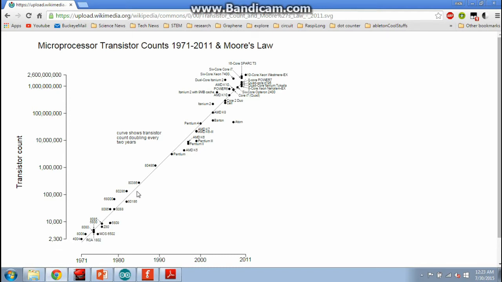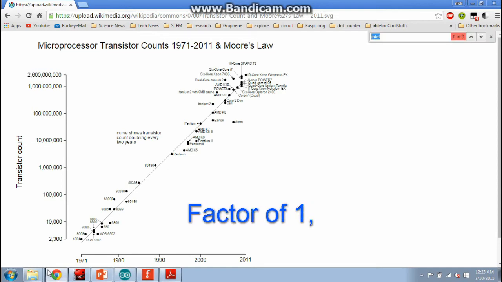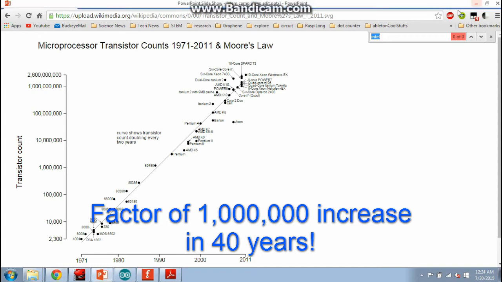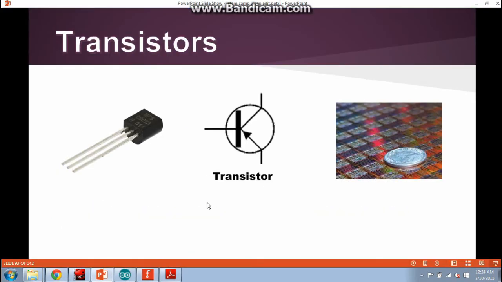Anyway, this just shows you how fast the technology has progressed in just 40 years' time. We've gone from a few thousand transistors to billions of transistors. That's a factor of 1 million increase in transistor count. So just to give you an idea of how rapidly this technology is expanding. We still haven't really even talked about what the transistor is.